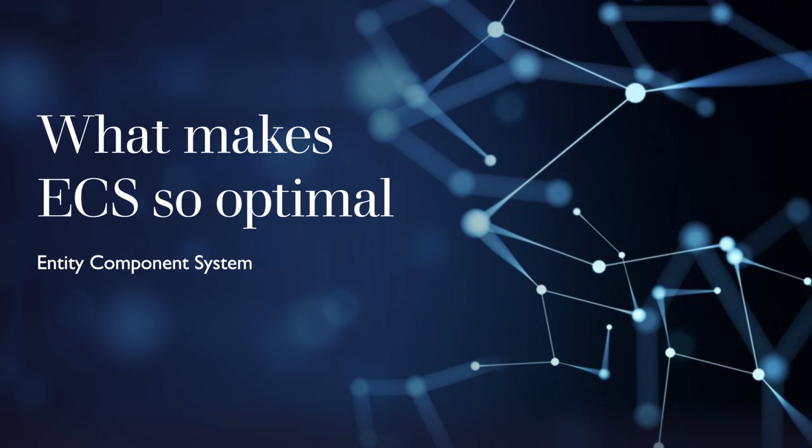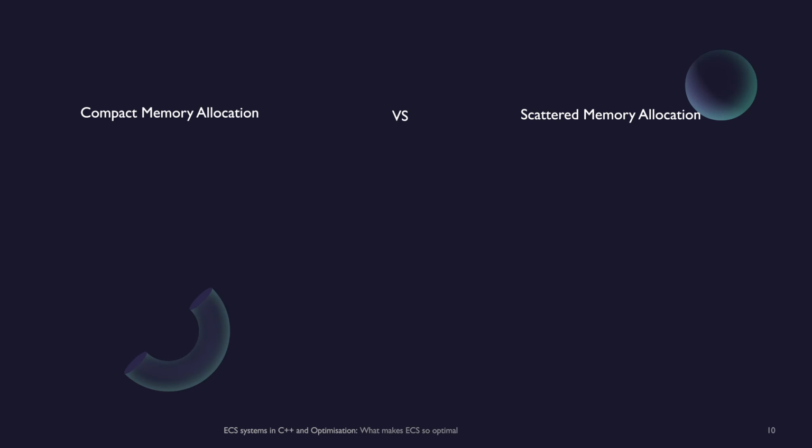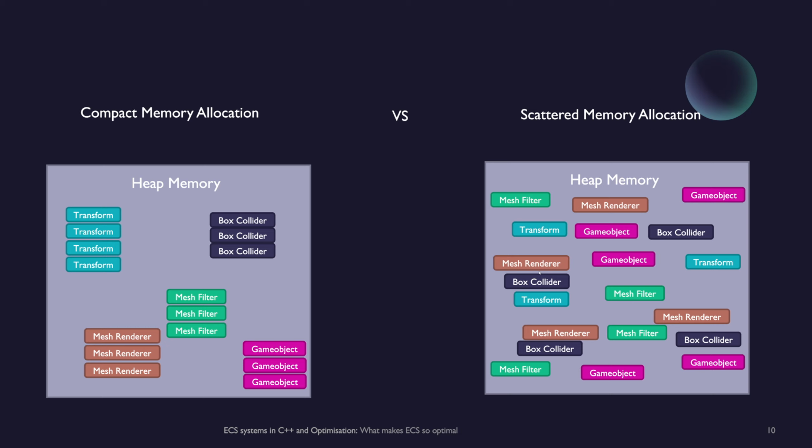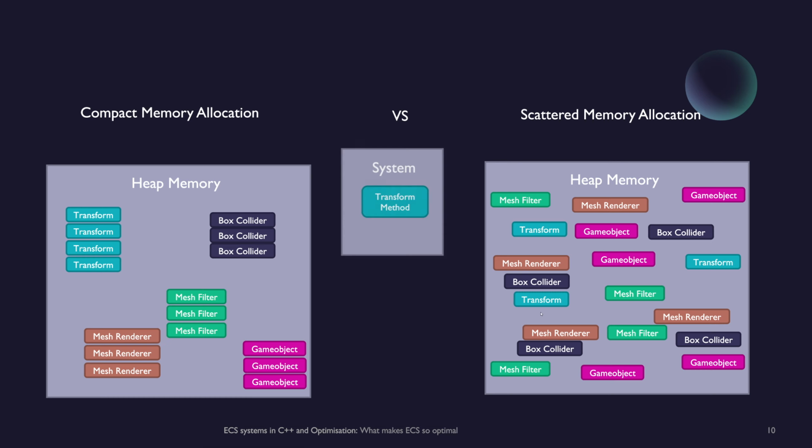So this is where we look at what makes ECS so optimal. With ECS, by moving the system out of the component, this allows for each of the same component to be stored in a contiguous list in memory. This ensures that the system only has to iterate through that list without having to traverse memory. This makes for the memory allocations to be much more compact as opposed to the scattered effect that Unity uses.